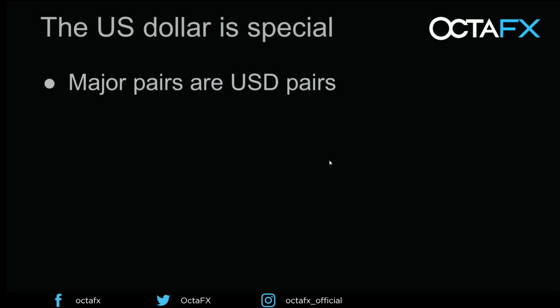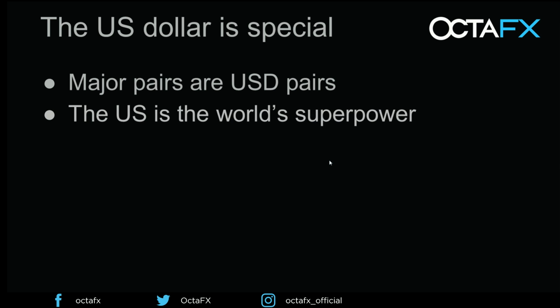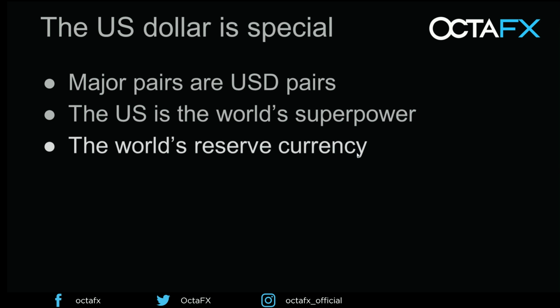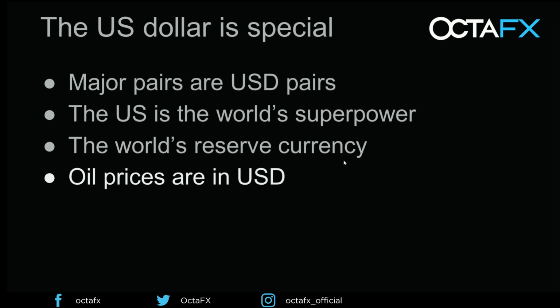Now the US dollar is special. Not only is it traded so much, again, major pairs are US dollar pairs. The United States is the world's only superpower at the moment. Well, of course, economically we have China, and in the past we had the Cold War and we had the Soviet Union, but US economy and the US is dominant. It's the world's reserve currency, and most importantly, oil prices are quoted in US dollars. So the most traded commodity is priced in dollars.